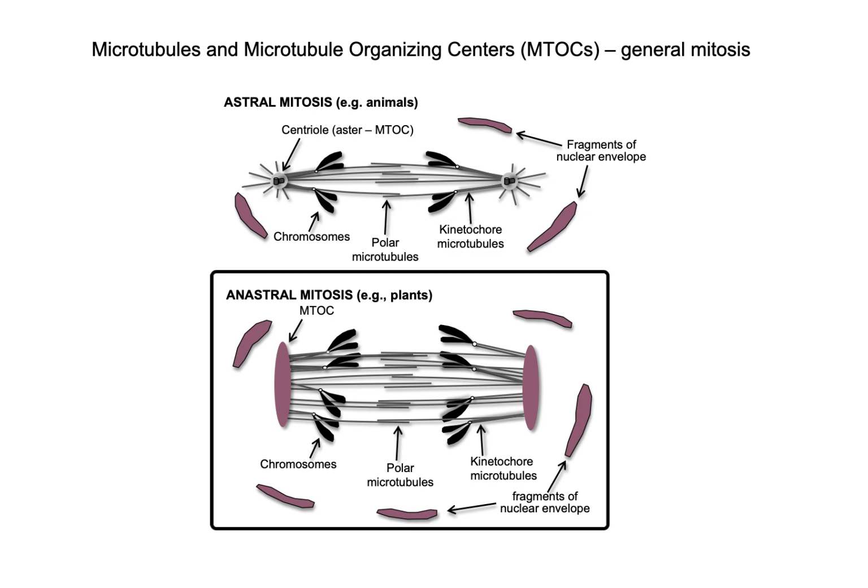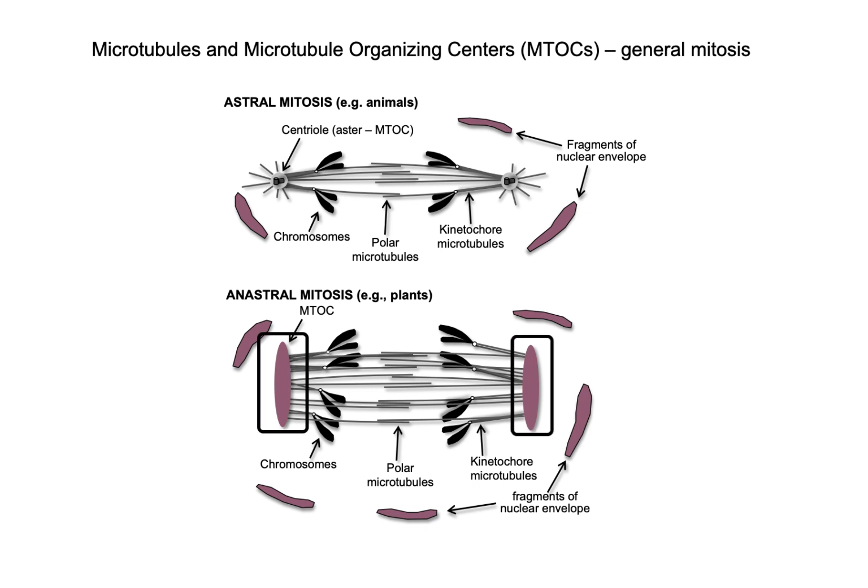And then there's anastral mitosis, where there are no centrioles, no asters formed. But there's a light staining region in the cell that is also a microtubule organizing center. Again, it's a site for polymerization of the polar microtubules and the kinetochore microtubules. Both the centriole, or the aster, which is an MTOC, and the MTOC in anastral mitoses, primarily in plants, are filled with monomers of tubulin: alpha, beta, and gamma tubulin.